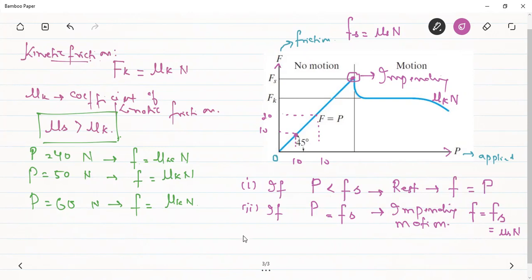And the third condition is that if the applied force is greater than this limiting value of the static friction, then the body will be in motion, and the friction force here will be equal to the kinetic friction, whose coefficient of friction is mu k. So this is the summary of all the things which you have learned up to this point. So let's define some more concepts.